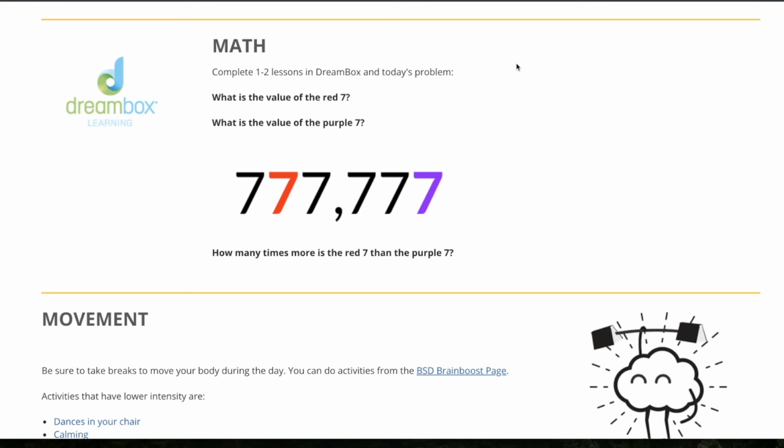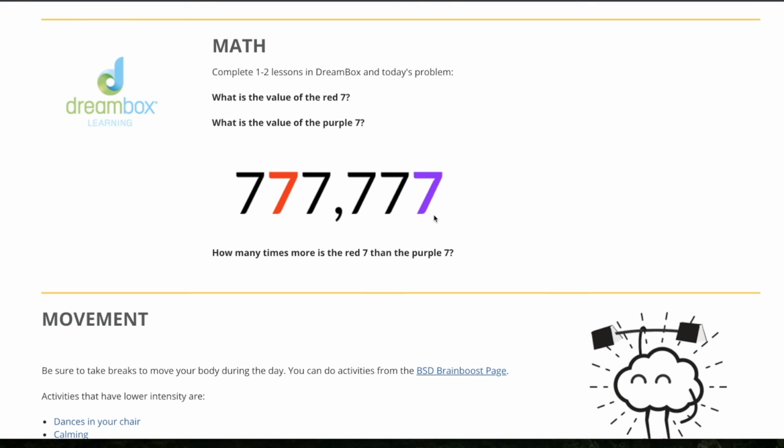Now for math today, we're going to complete 1 to 2 lessons in Dreambox, and we're going to look at today's problem. What is the value of the red 7? In this place value right here, what is it worth? What is its value? I'll give you a hint. It's not worth 7. It is worth something different because it's in that place value. And then the second question says, what is the value of the purple 7? So what is this one worth?